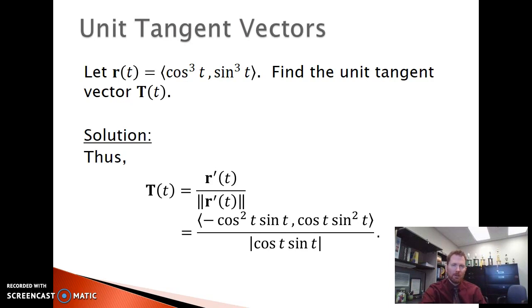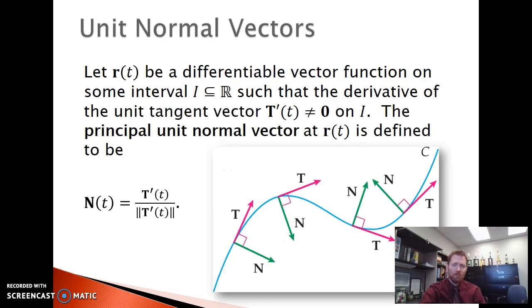Now that we know how to find the unit tangent vector, we can move forward into looking at the unit normal vector. Just as the tangent vector is tangent to the curve at any given point, the unit normal vector will be normal to the curve at any given point. We're specifically going to be looking at what we call the principal unit normal vector. There would obviously be multiple normal vectors here, but the principal unit normal vector, which we're going to designate N of t, is always T prime of t divided by the magnitude of T prime of t.